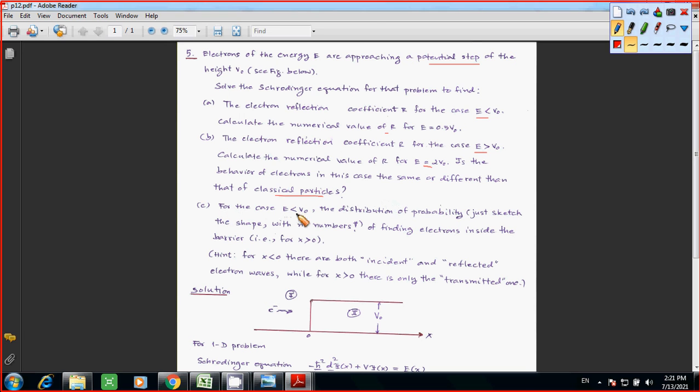See, for the case E less than V0, the distribution of probability, it asks you to plot the distribution of probability. You don't need to calculate any numbers for finding electrons inside the barrier. For example, x is greater than 0. Hint: for x less than 0, there are both incident and reflected electron waves, while for x greater than 0, there is only the transmitted one. Okay, let's get started.